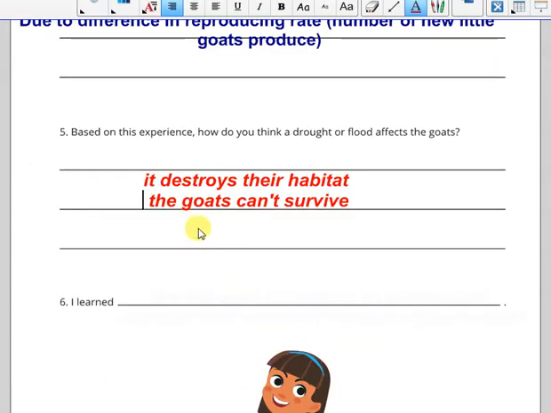The drought or flood affects the goat. How? Drought means no water, and the land becomes dry, hard and cracked. But flood means more water caused by heavy rains. So the drought or flood affects the goat. Why? Because it destroys their habitat. The goat can't survive.